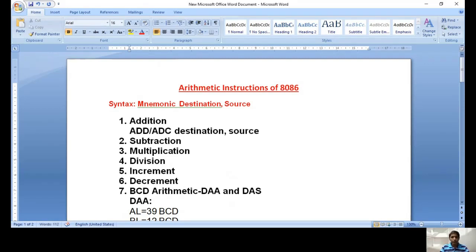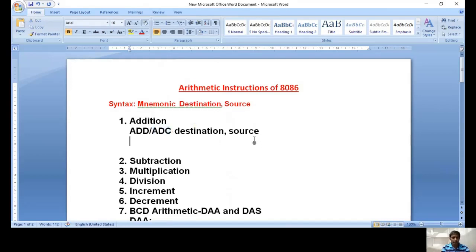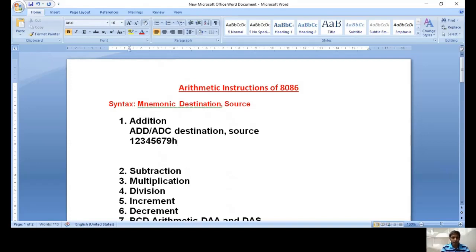So this is the syntax for the addition instruction. We can write either ADD or ADC. The ADD instruction is used to add an 8-bit number with another 8-bit number, or a 16-bit number with another 16-bit number; then ADD is enough. So when can we write ADC? For example, when one number contains many bytes, and maybe another number also has some other bytes.